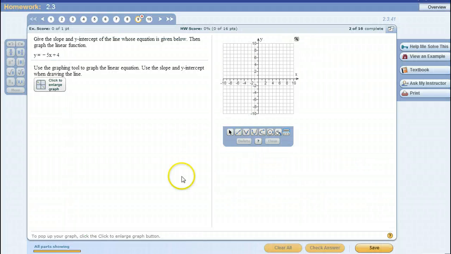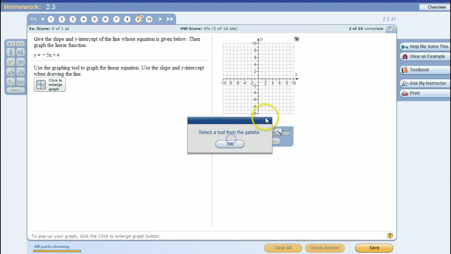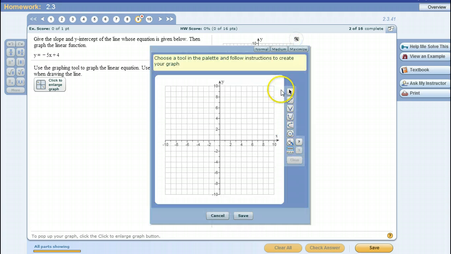Going back to Math XL, we want to actually plot this. So you're supposed to click on the graph or hit the magnifying button at the top there. Then you're going to select the line tool. If you hold your mouse on the second one, it says line tool, hit that. Then you put the first point on there. So let's put our y-intercept there.